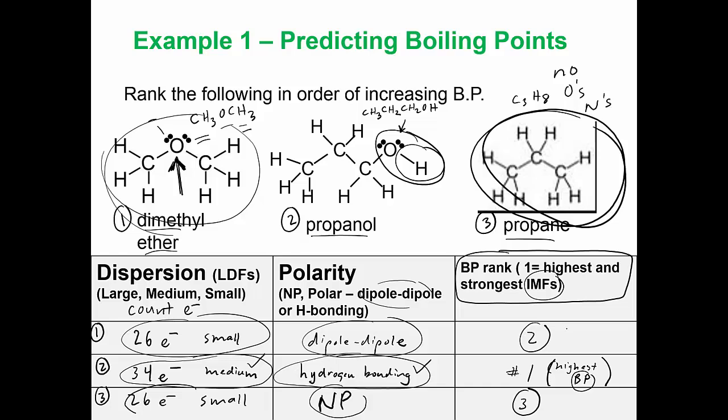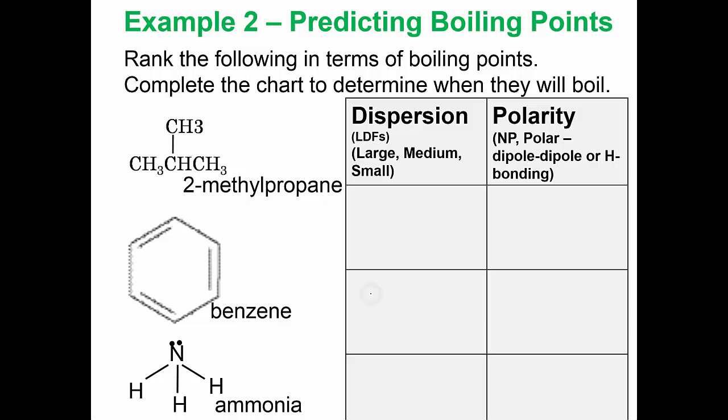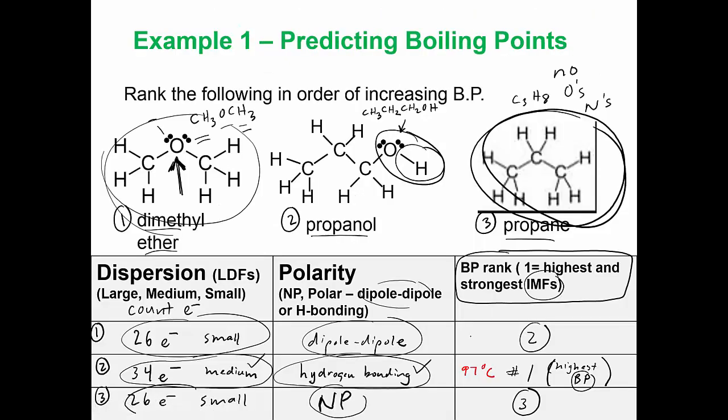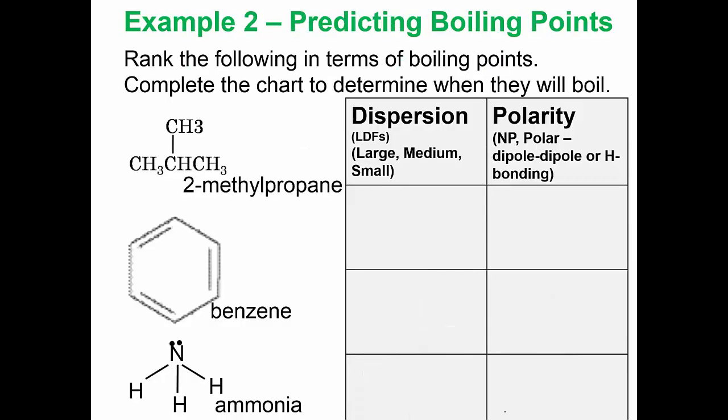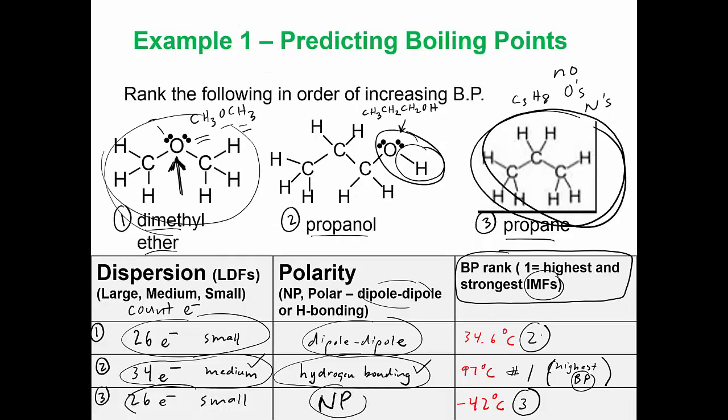So molecule 1 boils at 97 Celsius. Molecule 2 boils at 34.6 Celsius, and molecule 3 boils at negative 42 Celsius. So we were able to accurately predict these.